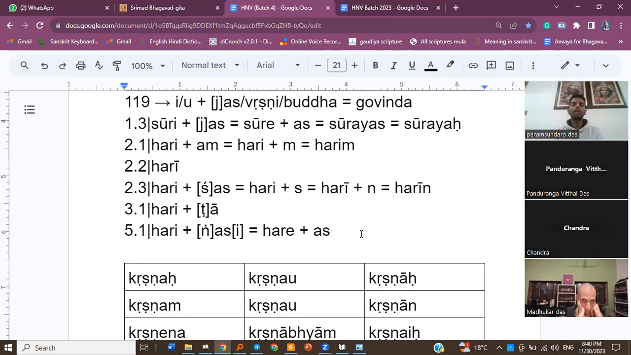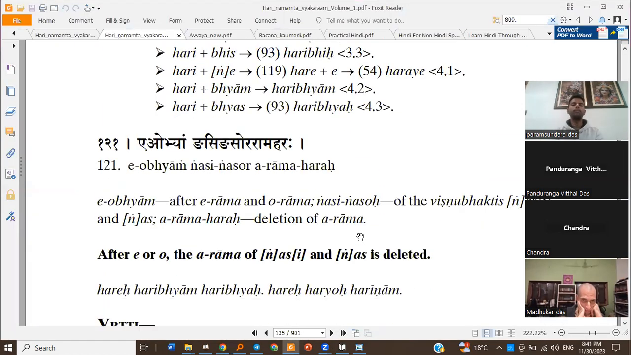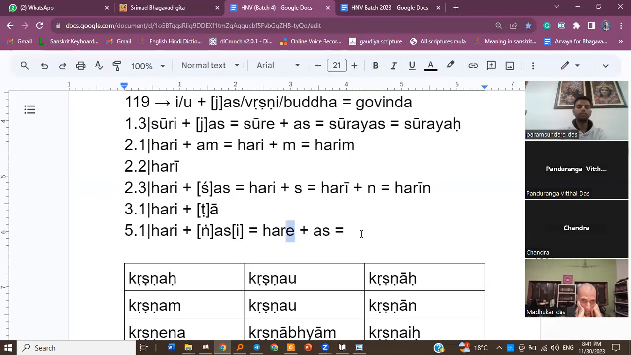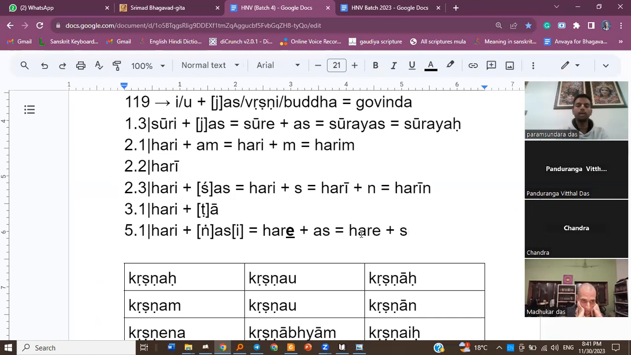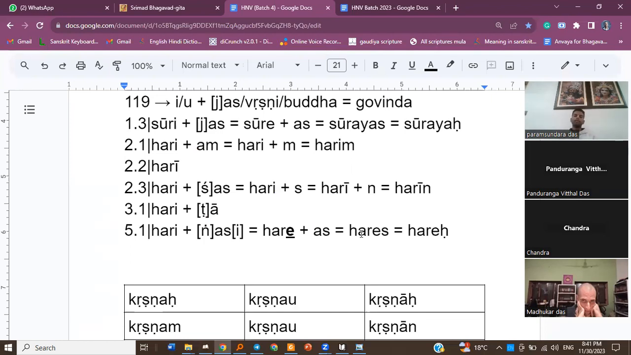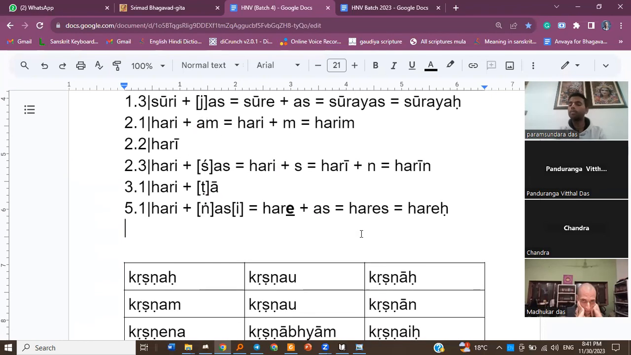Okay. Now at this point we have this sutra which says Eobhyam Nasi Nasor Ram Haraha. After A Rama or O Rama, the A Rama of Nasi and Nas is deleted. So we have this A Rama, right? And then we have the A of Nasi. So this A is deleted. So we get Hare and Sa. We combine them. And Sara Ramir Vishnu Sarga Vishnu Vedante. We get Hare. Then Haribhyam Haribhyaha.